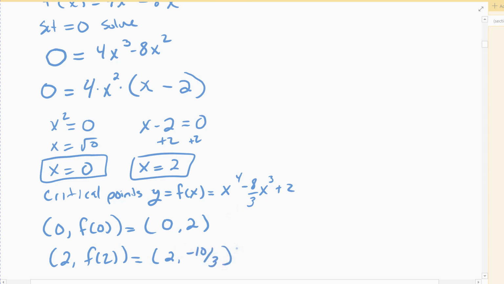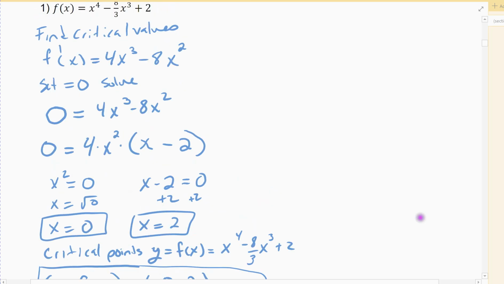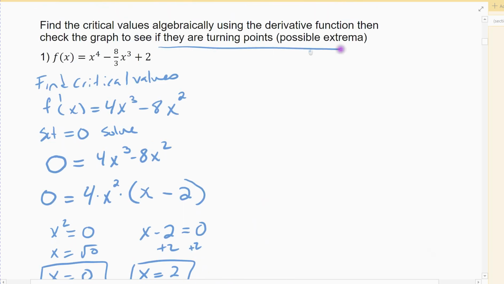So there are my critical points. My critical points on my original function are at (0, 2) and at (2, negative 10/3). There's the answer to the first question. Now the second part is to see if they're turning points, see if there are places where I have changes in increase and decrease, which will be possible maxes and mins. So we're going to graph the original f of x.